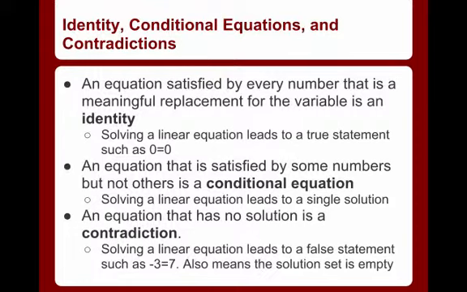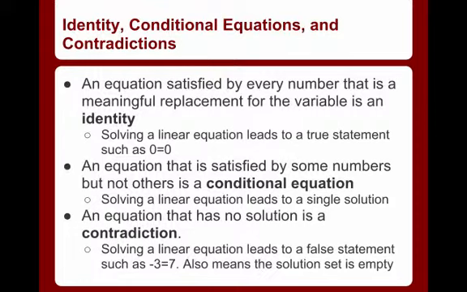The second case is called a conditional equation. That means you can plug in some numbers to make the equation true, but there are other numbers where the equation does not hold. That's why it's called conditional, meaning under certain conditions. For some numbers that you plug into the variable it works, but otherwise it doesn't.